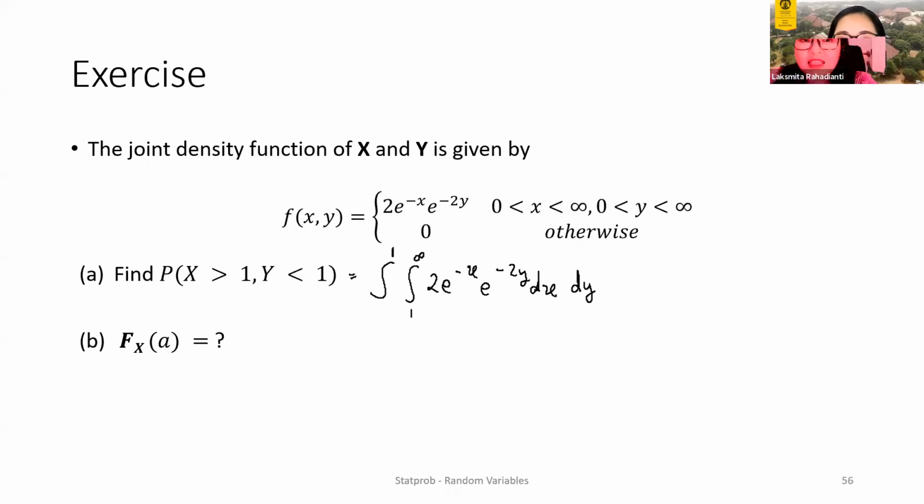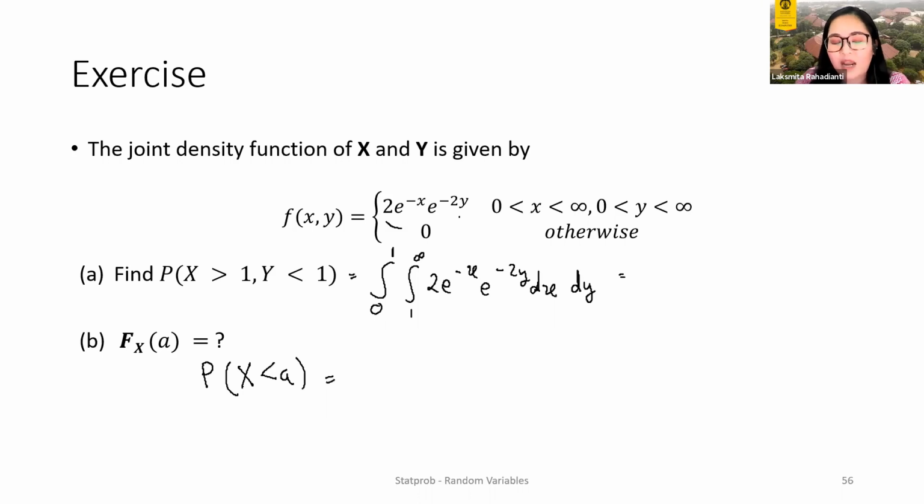However, note that this function is only valid for x's and y's that are larger than 0. Thus, instead of using negative infinity, I can use 0 instead. So I'm going to leave that to solve later. And here, when I'm computing, what's F_X of a? This I can translate to the probability of X being less than a. Remember, it's a CDF.